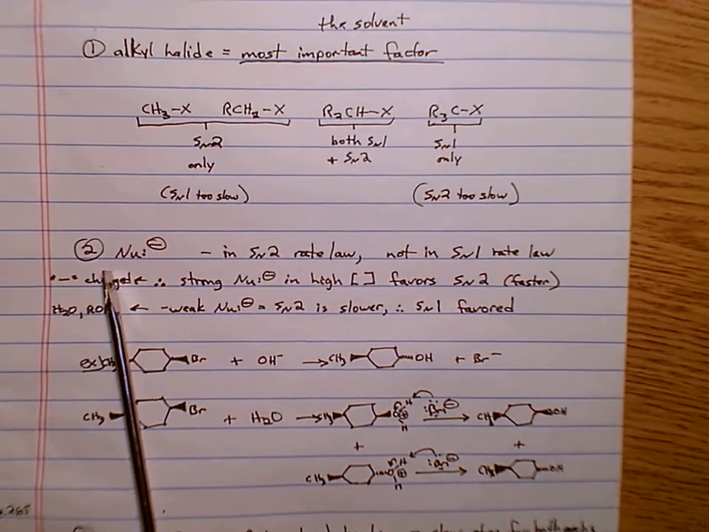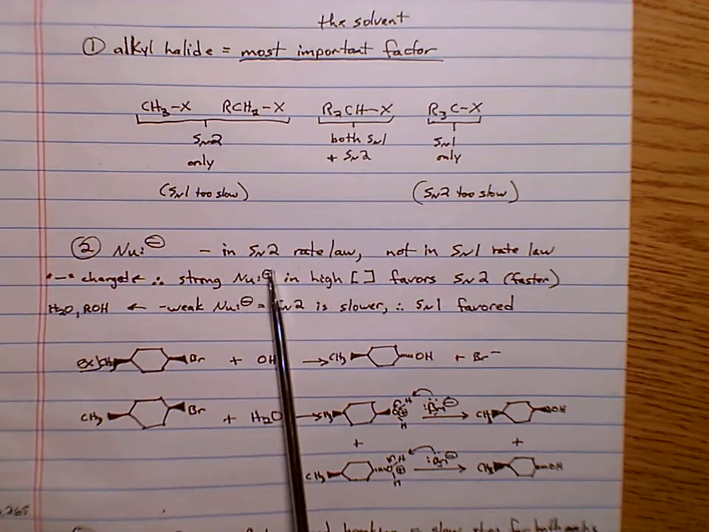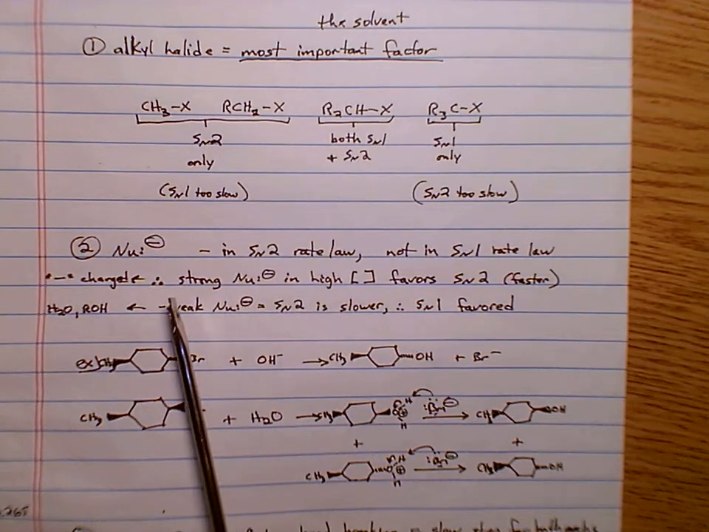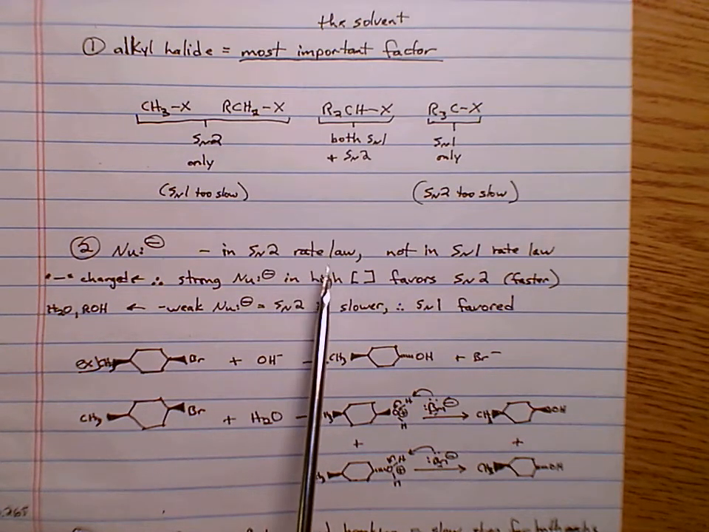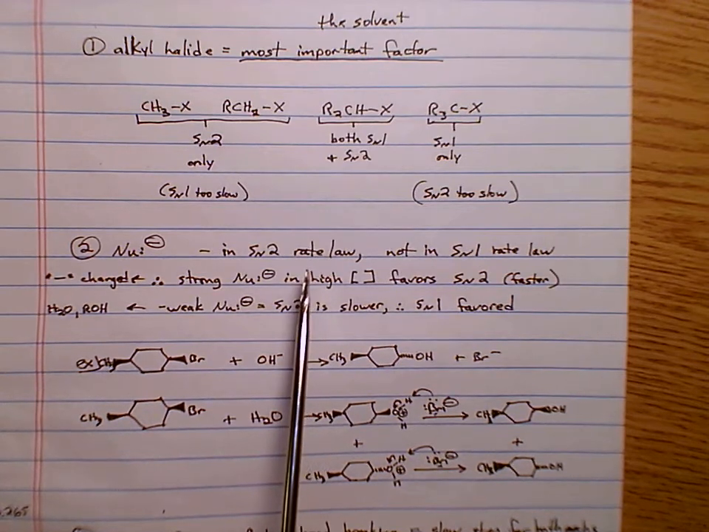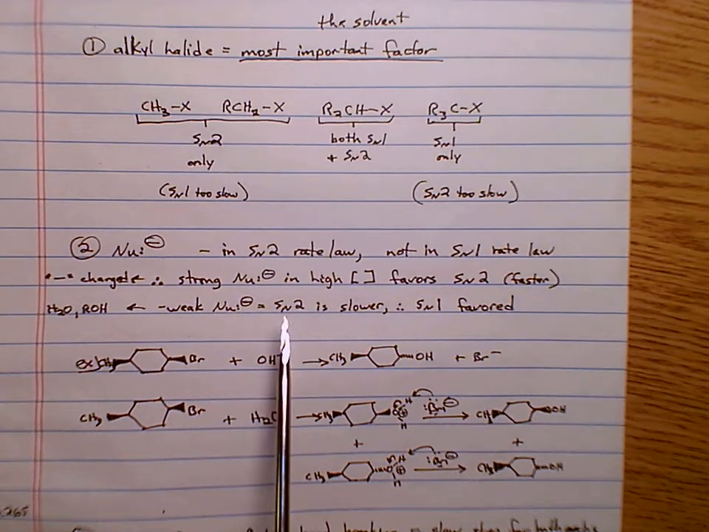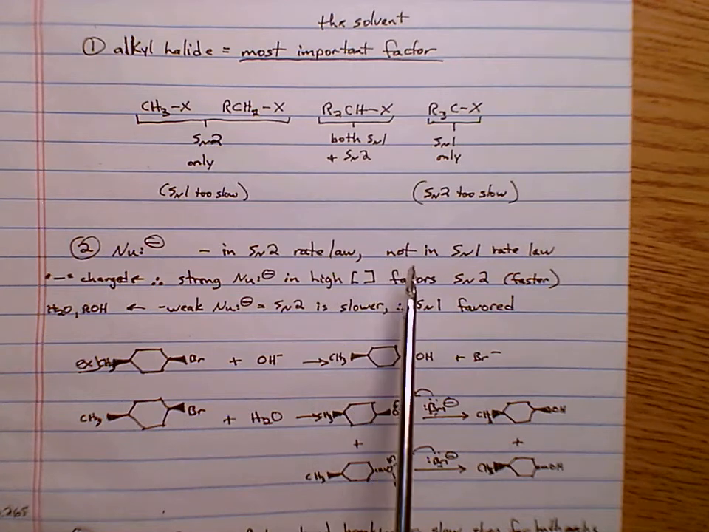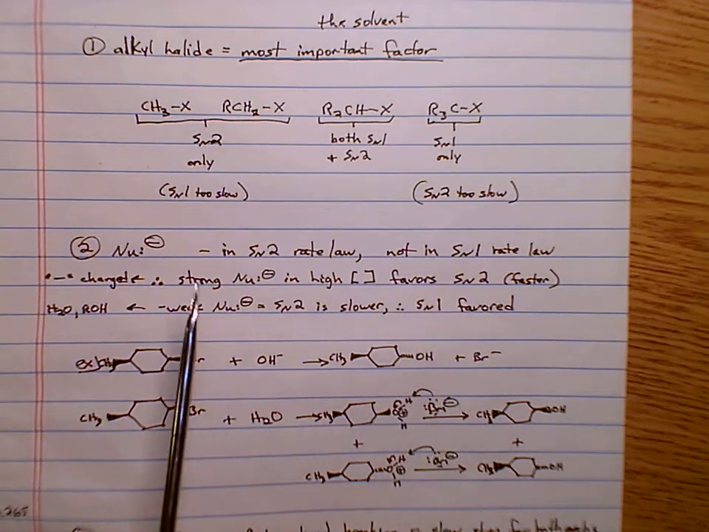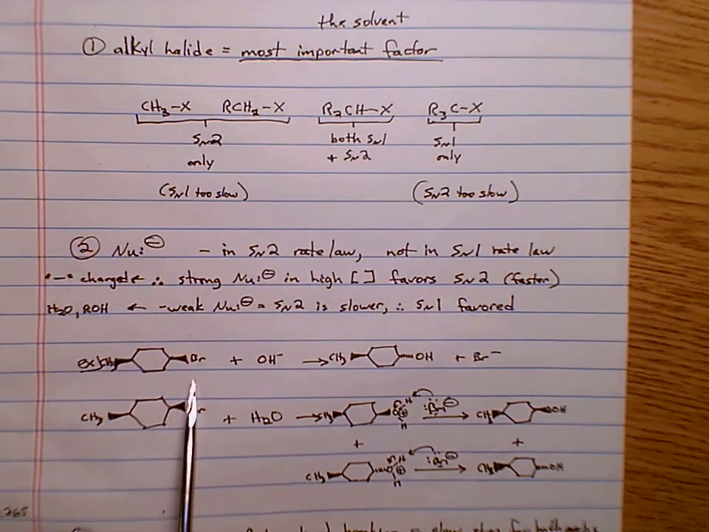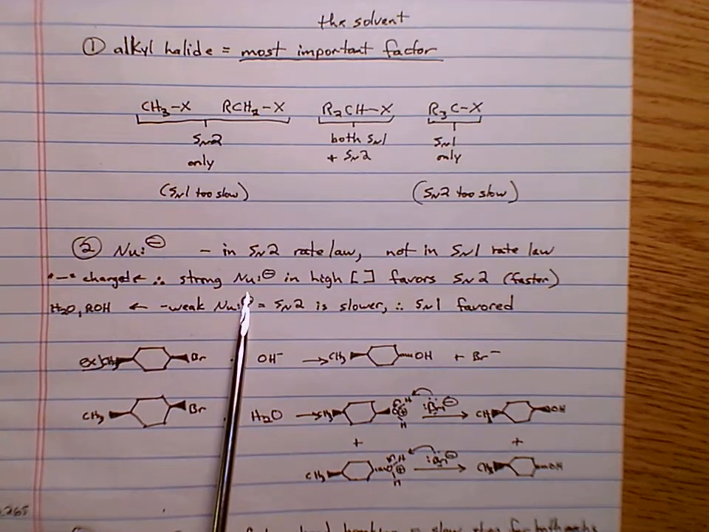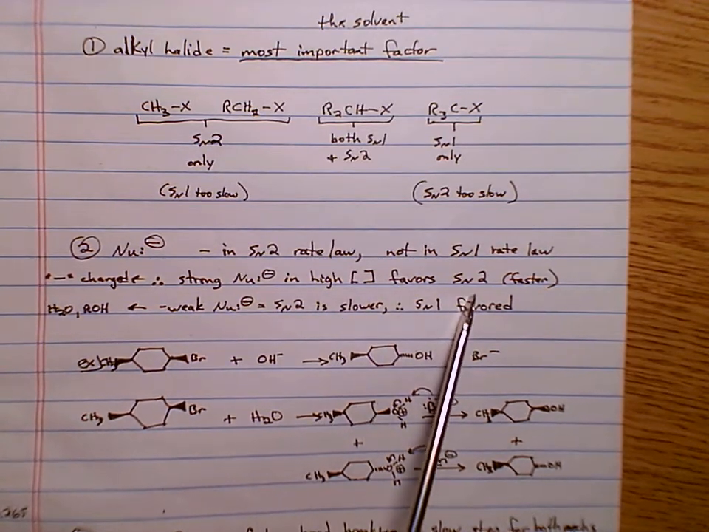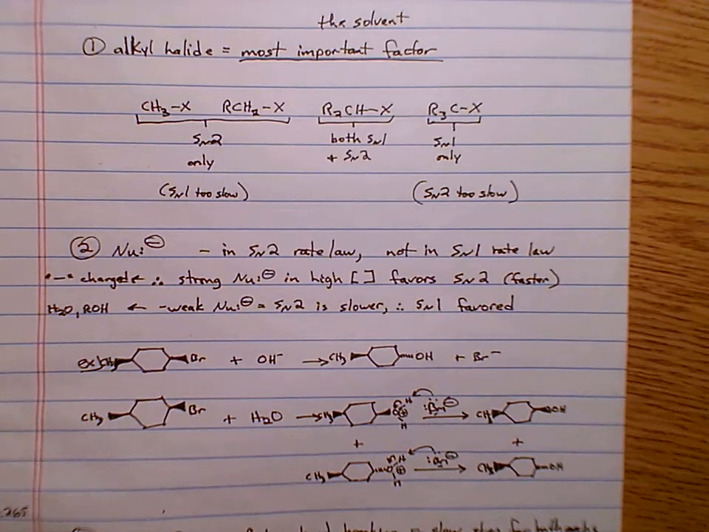So the first thing we look at is the alkyl halide. The second thing we look at is the nature of the nucleophile. In our SN2 rate law, the nucleophile is in there. The nucleophile is not in the SN1 rate law. So the better the nucleophile is, the more negative it is, the better it's attracted to positive charge, the faster the reaction goes in an SN2 mechanism. So strong nucleophiles and high concentration favor the SN2 mechanism. That's going to be the faster reaction.